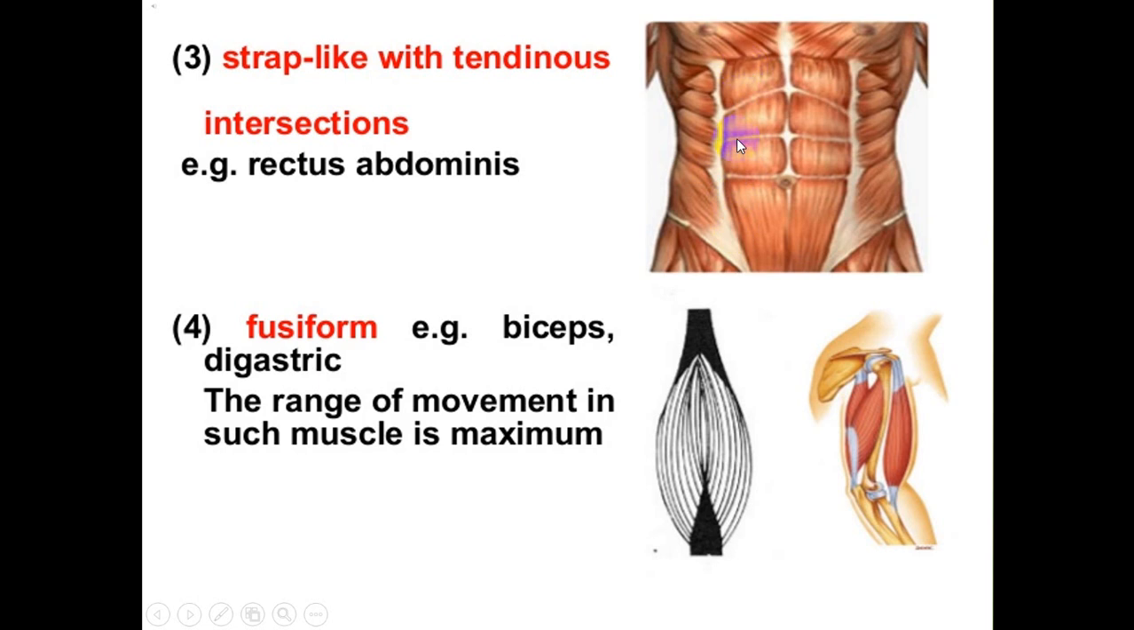Then the next category are the fusiform muscles, which have parallel arrangement of muscle as compared to the line of pull, almost parallel. They converge on both ends, giving the spindle shape or fusiform appearance, with proximal and distal attachments, which are usually tendinous. For example, biceps brachii, triceps brachii in upper limb, digastric in head and neck.